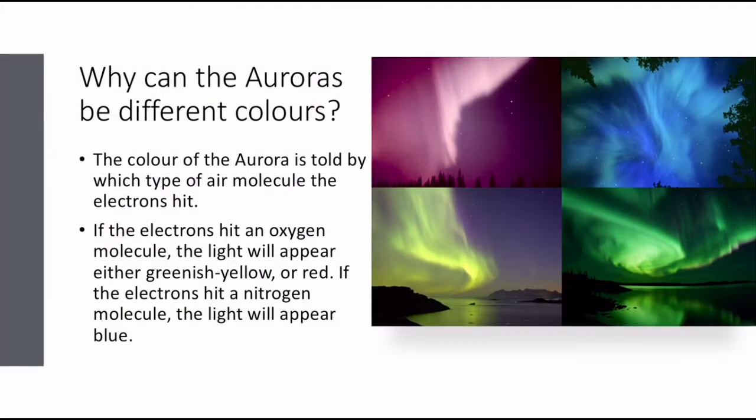The aurora's colour is usually determined by the air molecules that the electrons hit. So if the electrons hit an oxygen molecule, the light will appear either greenish, yellow, or red. A bit like the diagram on the right, you can see the top left or the bottom two pictures if it hits oxygen. But if it hits a nitrogen molecule, the light will usually appear blue, like the top right on there.